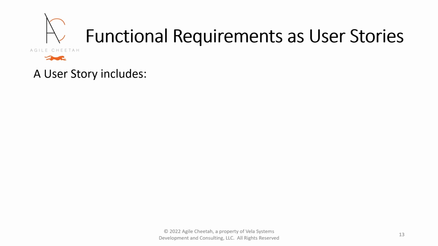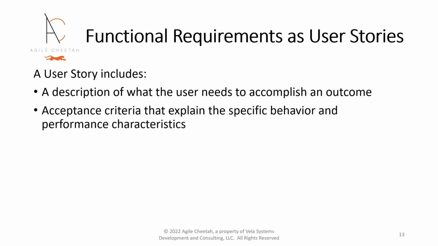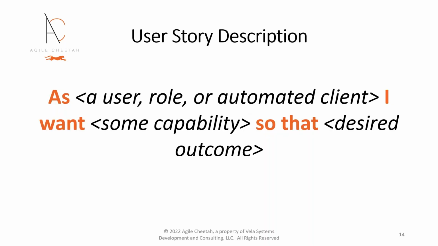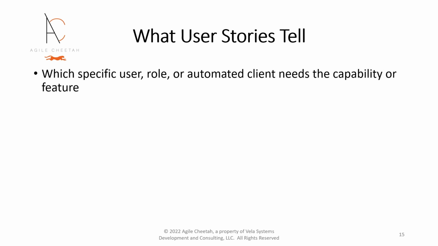To make this discussion more concrete, I will use the user story requirements format. A user story includes a description of what the user needs to accomplish an outcome and acceptance criteria that explain the specific behavior and performance characteristics the resulting functionality must exhibit to comply with requirements. The de facto standard format for user stories is the following. As a user, role, or automated client, I want some capability so that desired outcome. This simple and concise statement tells us which specific user, role, or automated client needs the capability or feature.